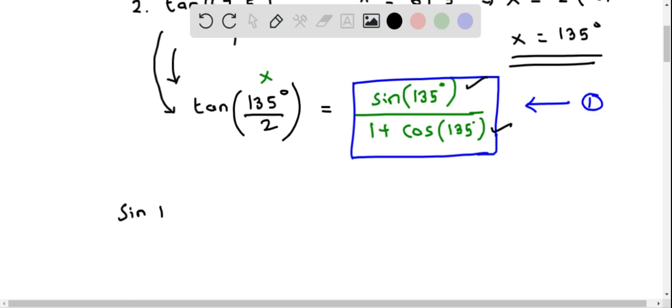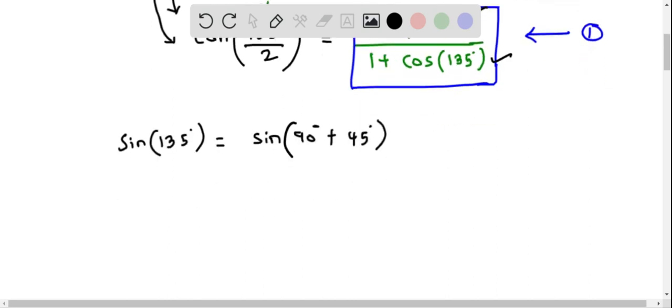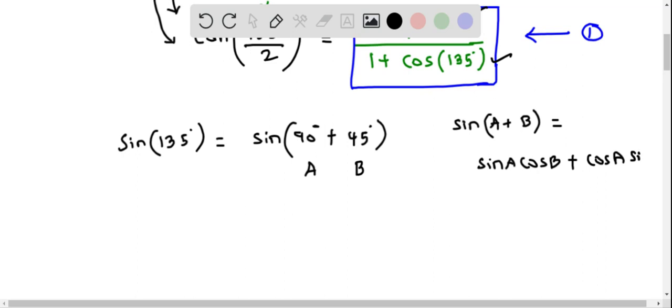The first one is sine of 135 degrees. We can rewrite this as some standard angles, that is 90 degrees plus 45 degrees. Now this is in the form of sum angle identities. We can utilize the sum identity for sine ratio. So let's consider this as A and this as B. So we must be knowing that sine of A plus B equals sine A cosine B plus cosine A sine B. This is the sum identity for sine ratio.